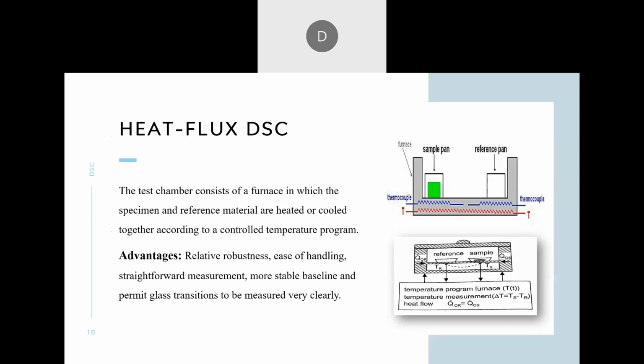And what are the advantages of this mode? The advantage of this mode is that it is easy to handle and relatively robust. Whatever the situation, it gives us reproducible results, and it also produces straightforward measurement. And one more important thing is it gives a more stable baseline, and also permits glass transitions to be measured very clearly in heat flux DSC mode.